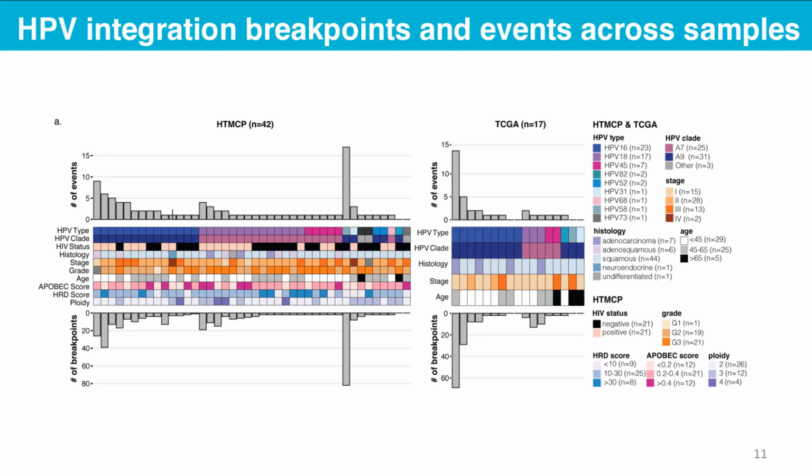So as a whole, HPV16 seemed to be more hyper-integrated, or more often have more than one integration event, than other HPV types. But the most integrated sample was an HPV58 sample that contained 18 integration events comprised of over 80 breakpoints.